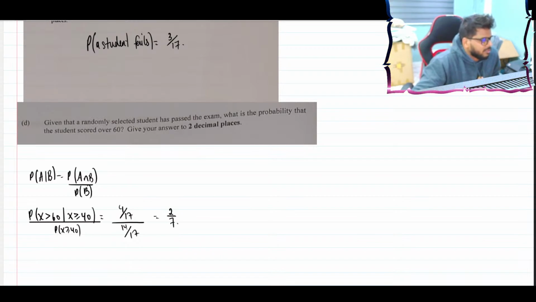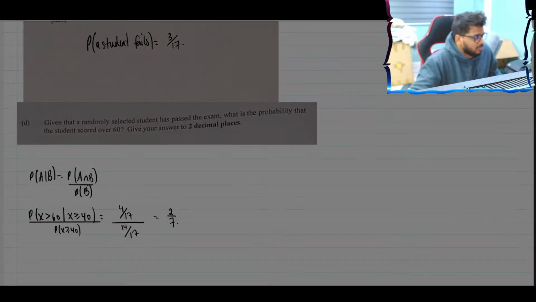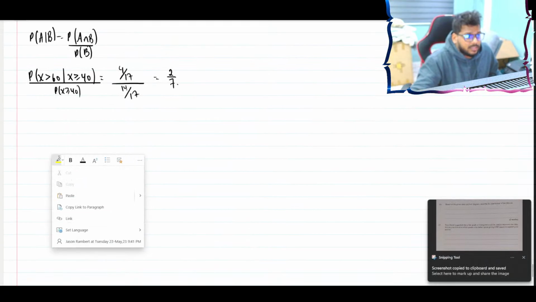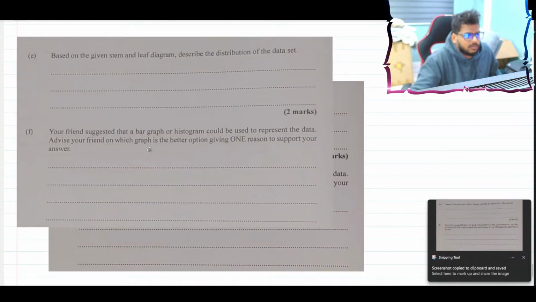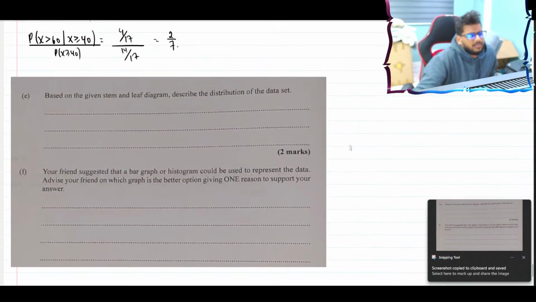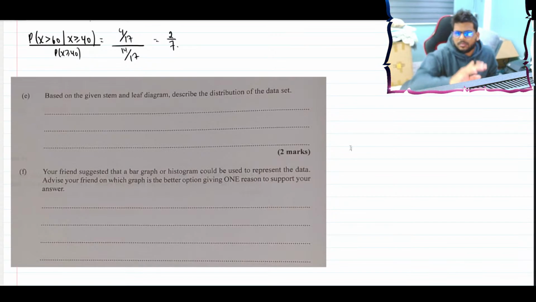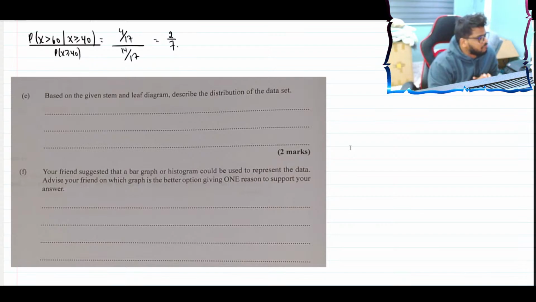Based on the stem and leaf, describe the distribution of the data set. Pull this across. Well, at least they give me lines. They finally give me lines to write things in, fellas. Now, when I want to talk about the distribution of the data set, usually you look for a box and whisker, right? You just check the length of your whiskers.